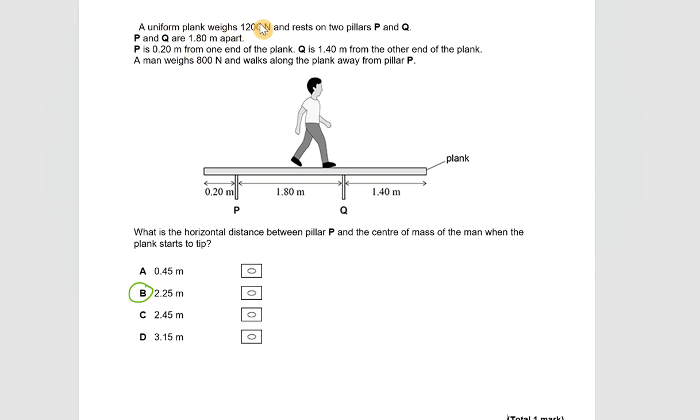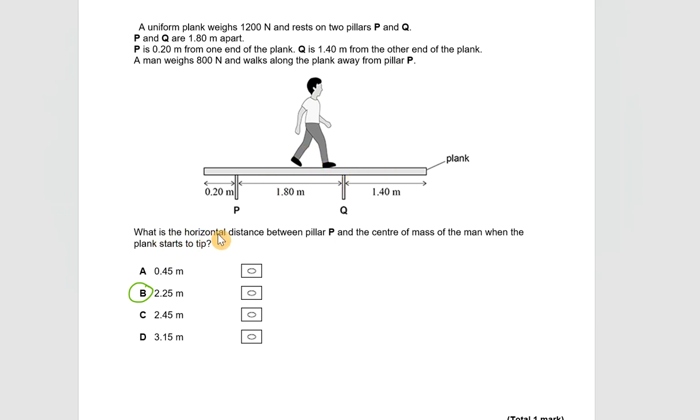A uniform plank weighs 1,200 newtons and rests on two pillars P and Q. P and Q are 1.8 meters apart. P is 0.2 from one end of the plank and Q is 1.4 meters from the other end of the plank. A man weighs 800 newtons and walks along the plank away from pillar P, so he's going in that direction.